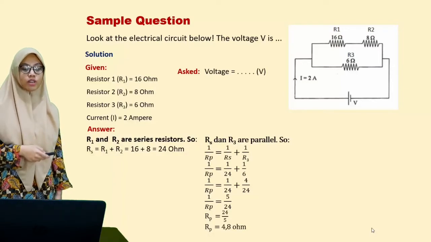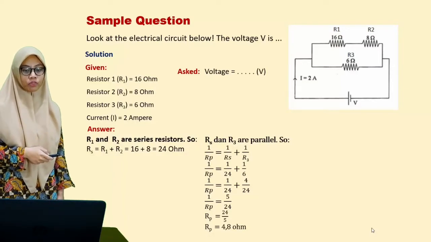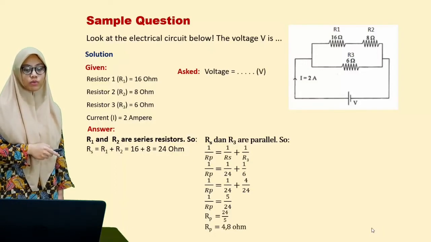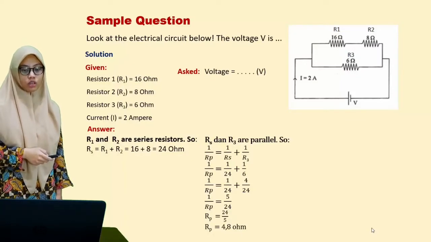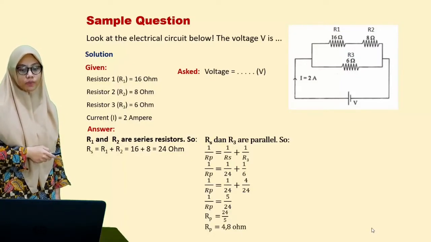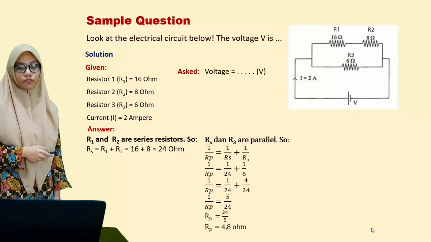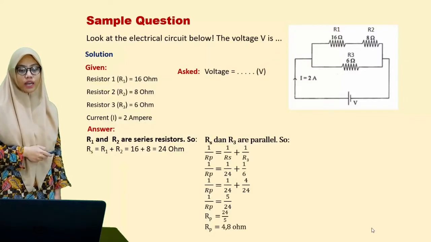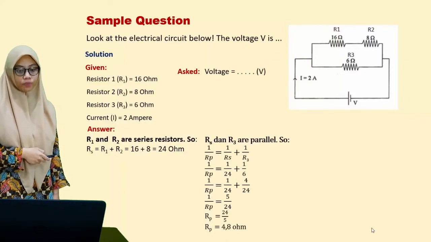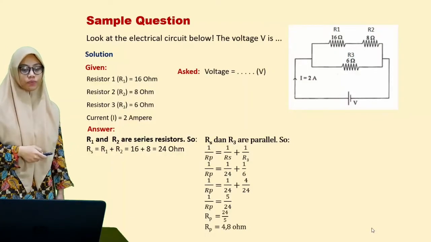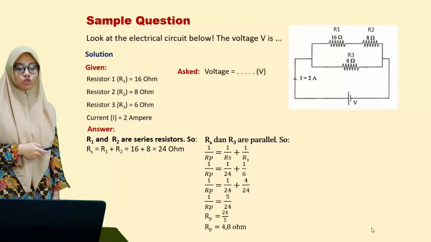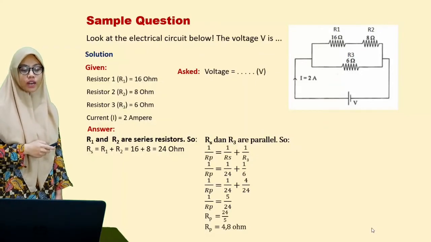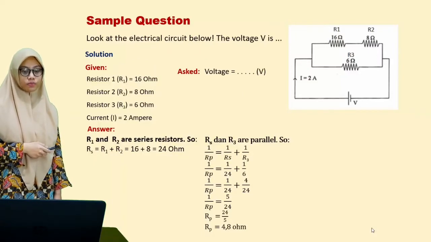Now we make the denominators the same, 24. And we get 1 per R parallel is 1 per 24 plus 4 per 24. So 1 per R parallel is 5 per 24. And we flip it, so R parallel equals 24 per 5. And the value of R parallel is 4.8 ohms.